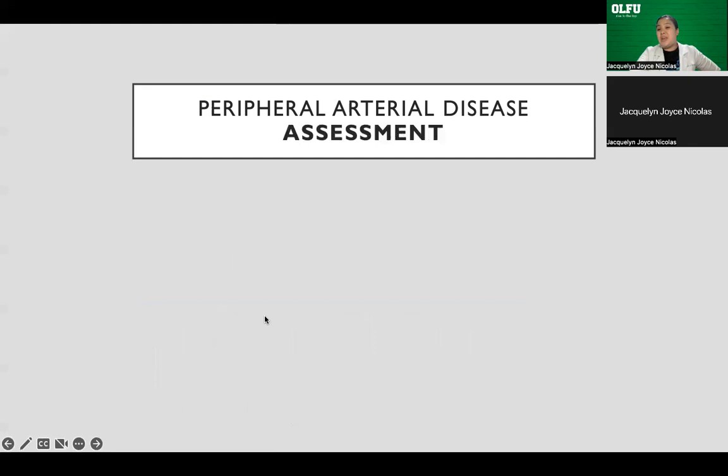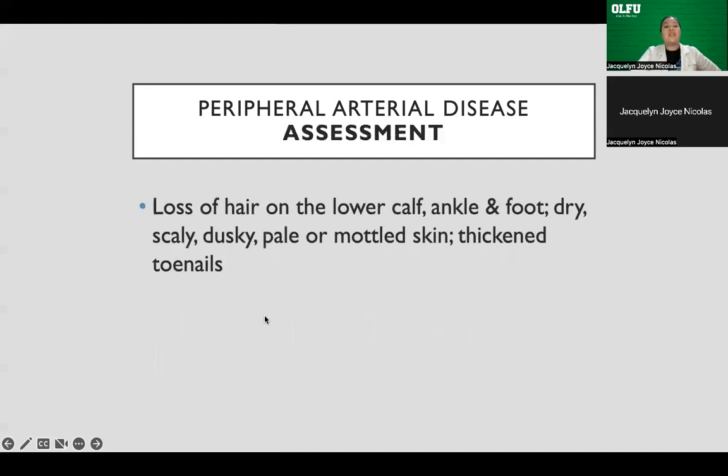How can we assess? What are the other changes associated with PAD? We know that if you lost hair on your lower calf and foot, and there is dry, scaly, dusky, pale, or mottled skin and thickened toenails, that can be an indicator of a problem with circulation. So it can indicate PAD, but not all the time.